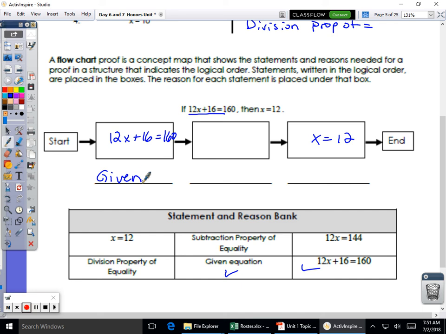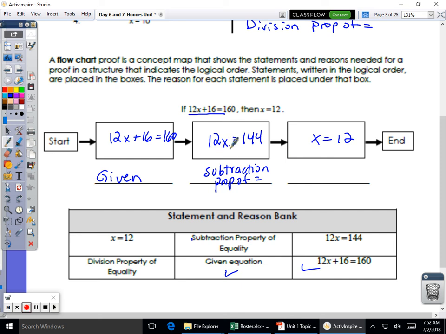All right, and then with subtraction property of equality, we subtract 16 from both sides, and we end up with this. And in order to get from here to here, we used subtraction property of equality. Please don't abbreviate it by writing sub, because there's also substitution property, so for subtraction we really need to write it out.